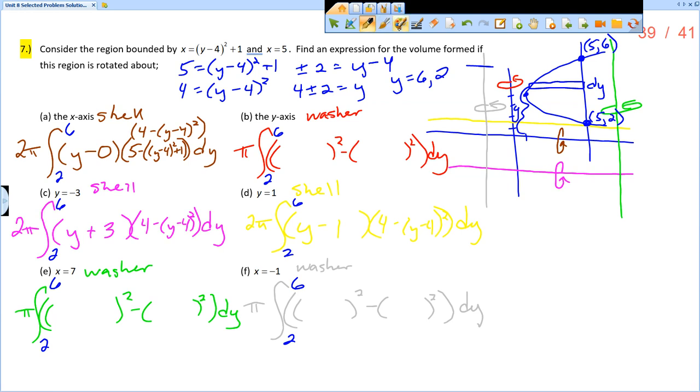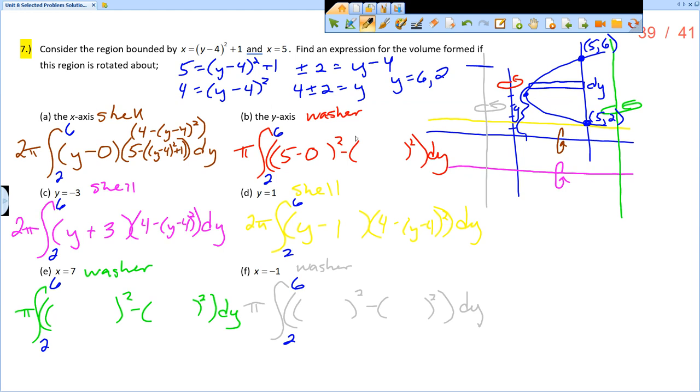Now let's move on to the washer method. So now we've got big R squared minus little r squared. So now the y-axis is right here. So now I'm going to take the boundary that is further from the axis of rotation. So the right-hand boundary is further. So we're going to take 5 minus the axis of rotation, which is 0, or in other words, I might just say 5. And then I have the nearer boundary, which is the curve.